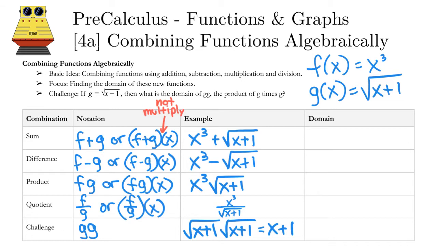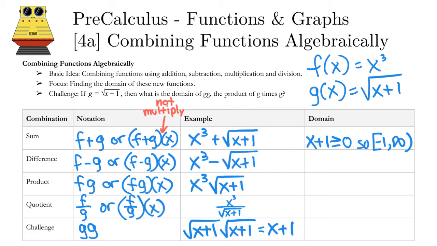And now for the domain, which is really the most important part of this whole process. So for the sum, we have x cubed plus square root of x plus 1. We need to make sure that that x plus 1 inside the square root is greater than or equal to 0. And remember, we can include 0 because the square root of 0 is 0. The solution to that inequality in interval notation is left bracket -1, comma, infinity, close parenthesis.